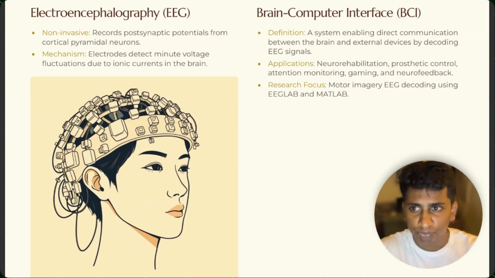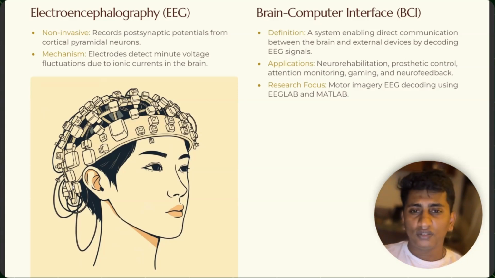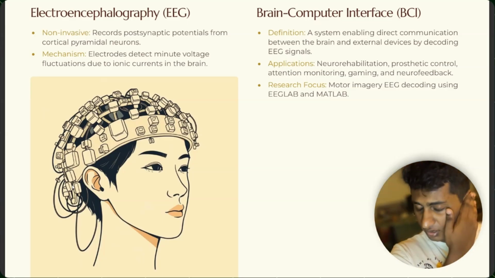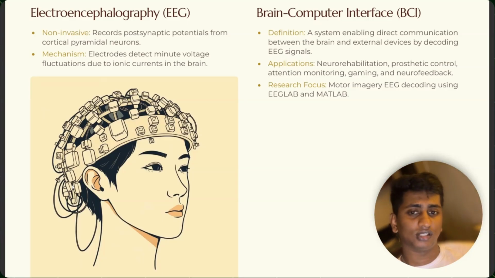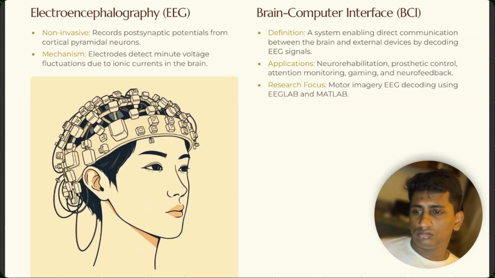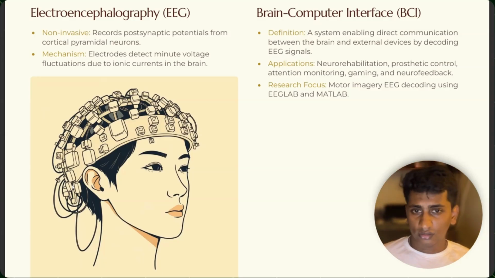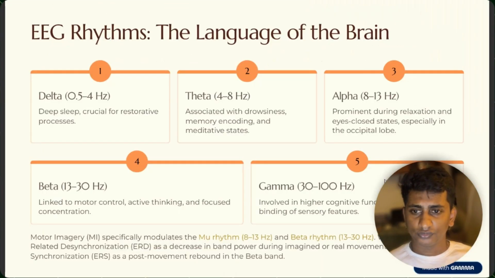We can be using it for analyzing how image processing techniques are used, like how the frequency domain is changed to the spatial domain and all these things. So our research focus will be on motor imagery EEG decoding using EEGLAB and MATLAB. EEGLAB is a module in MATLAB. Okay. So I'll go to the next slide.